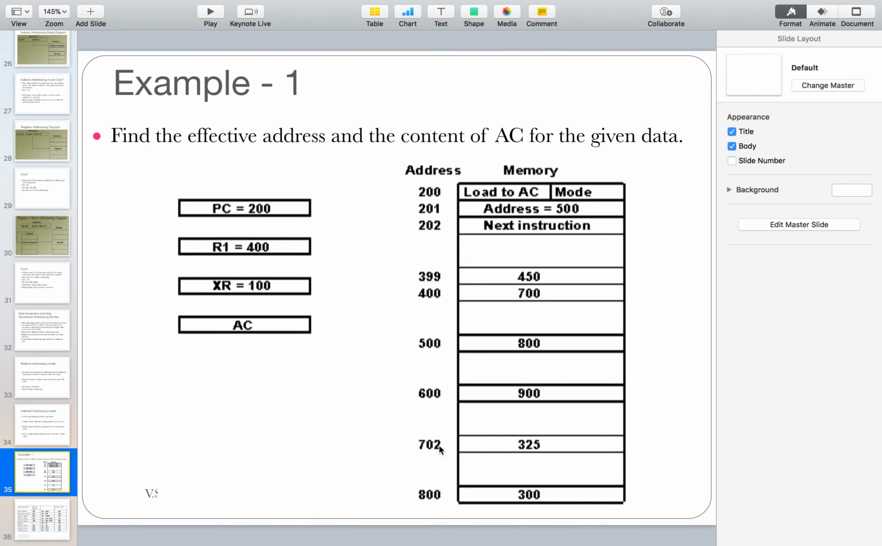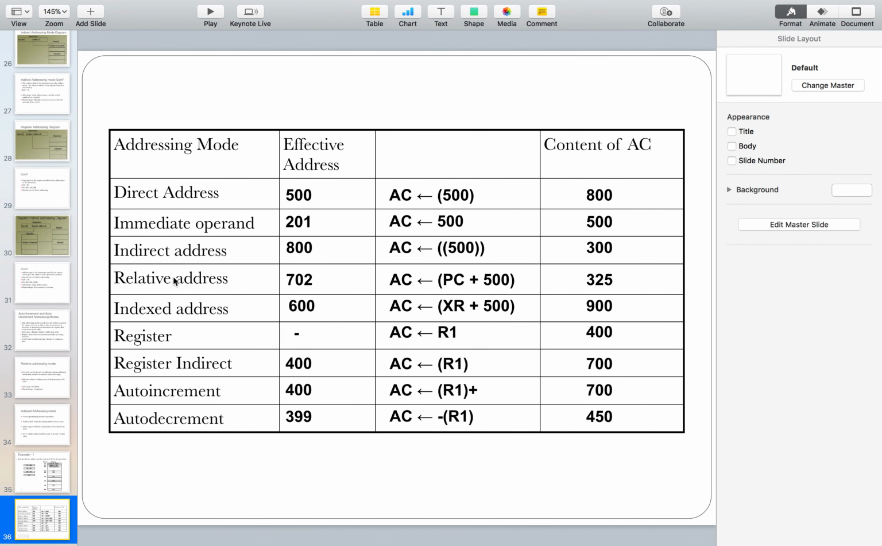I repeat, what happens in indirect mode is that my address 500 points to a particular value in the main memory, which is 800. This 800 will be the pointer to the operand. So my effective address value will be 800 and my effective operand value will be 300. Remaining, we have relative address and indexed address.